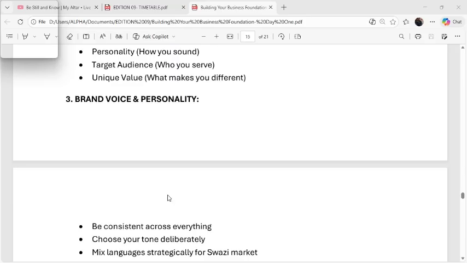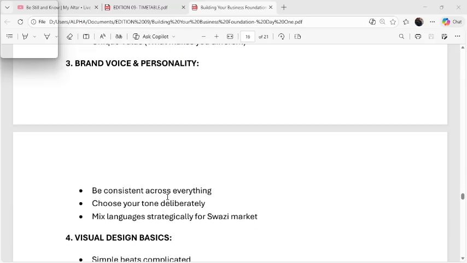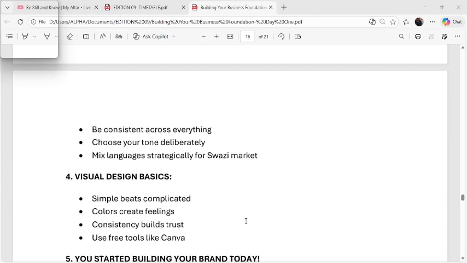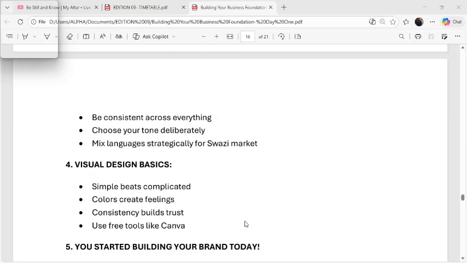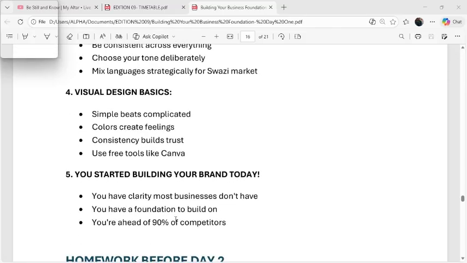Then we move on to brand voice and personality. You need to be consistent across everything. Remember, you need to choose your tone deliberately. You need to mix your languages strategically for the Swazi market. Then we talked about visual design basics: simple symbols beat complicated ones, colors create feelings, consistency builds trust. Use free tools like Canva. Stick to that one.